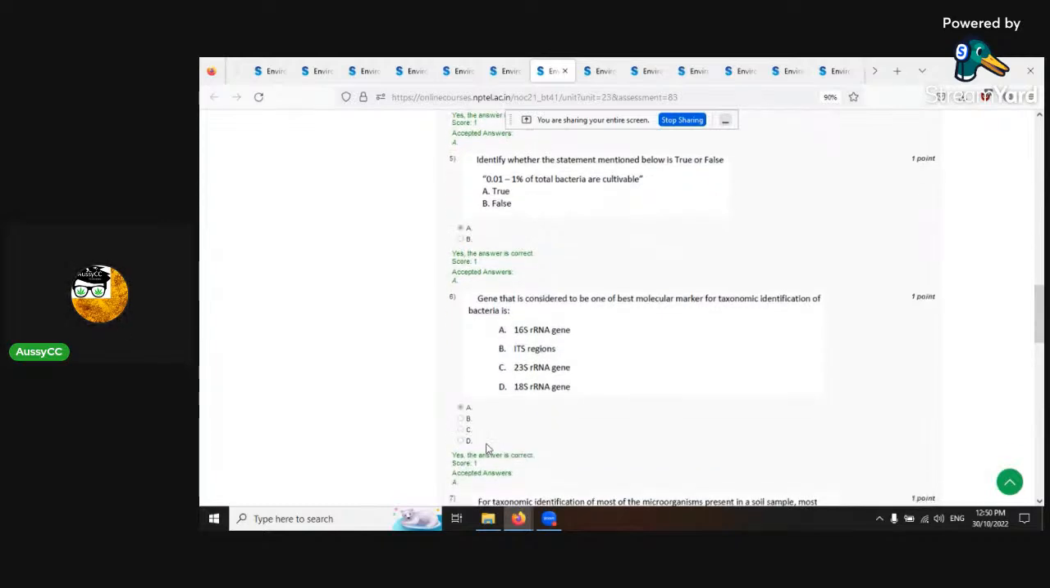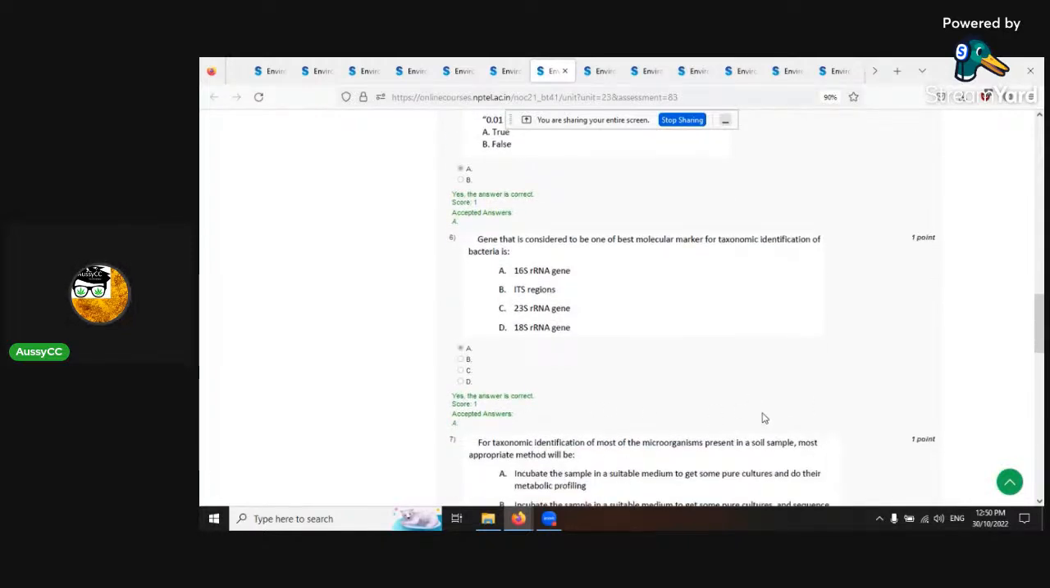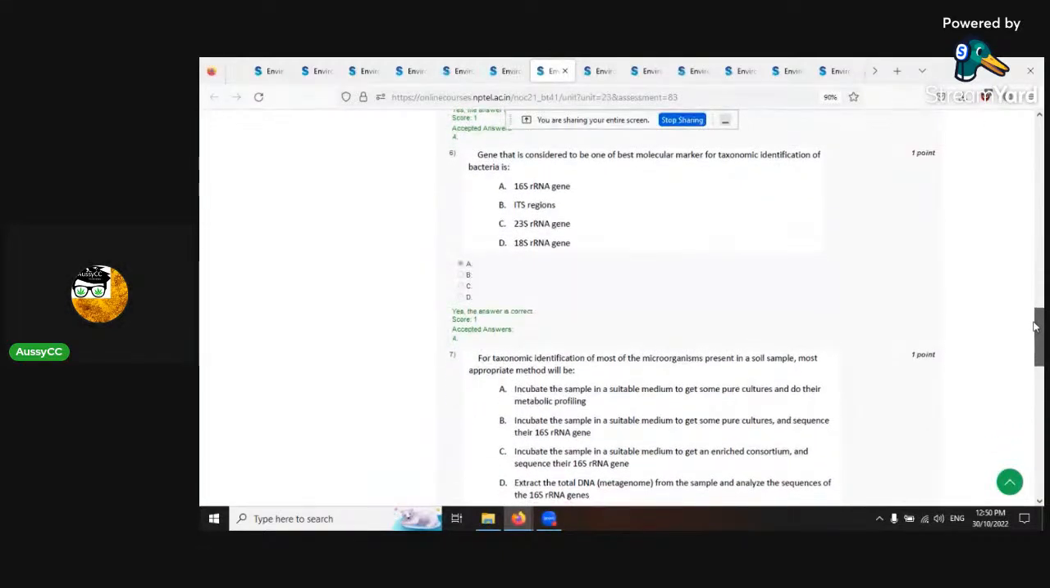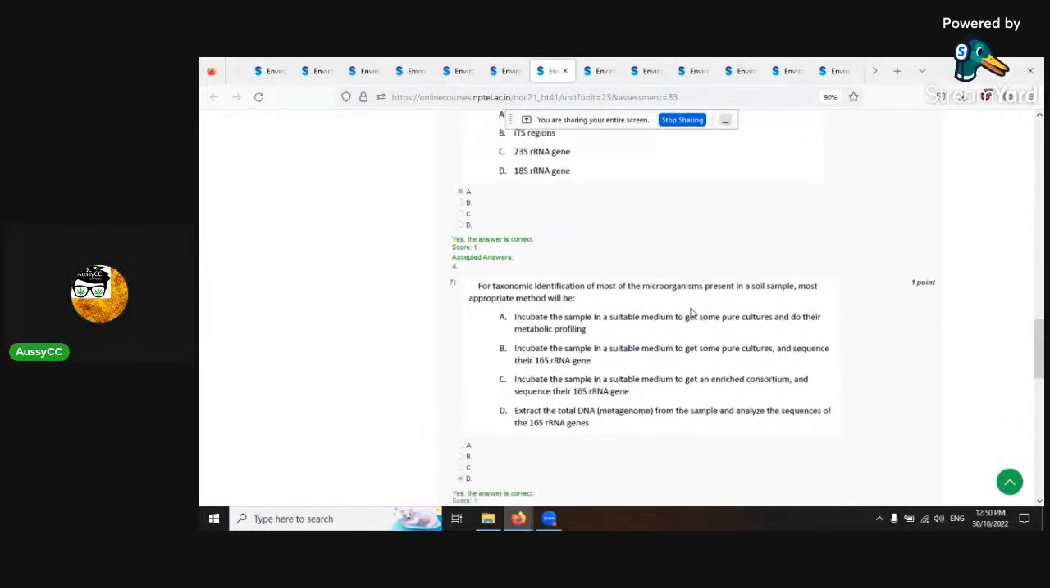Ribosomal nucleic acid. For taxonomic identification of most microbials present in the soil, the most appropriate method will be, yes, D. Extract metagenome, meta, do everything.